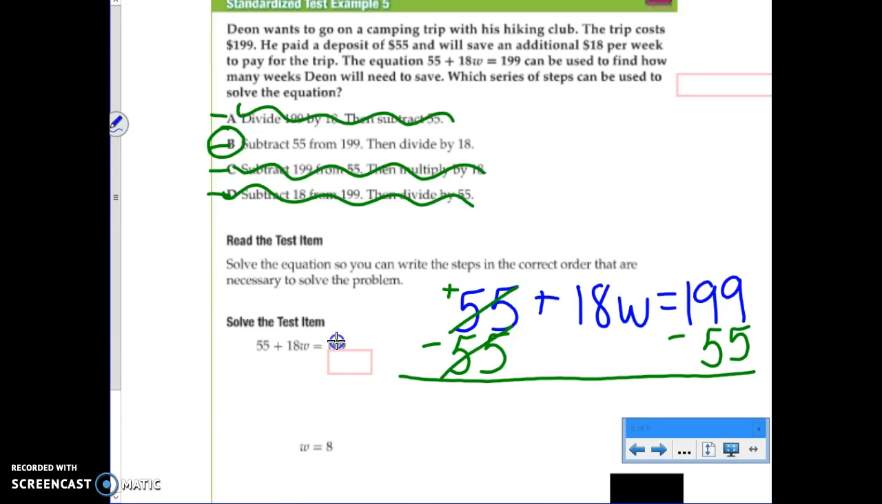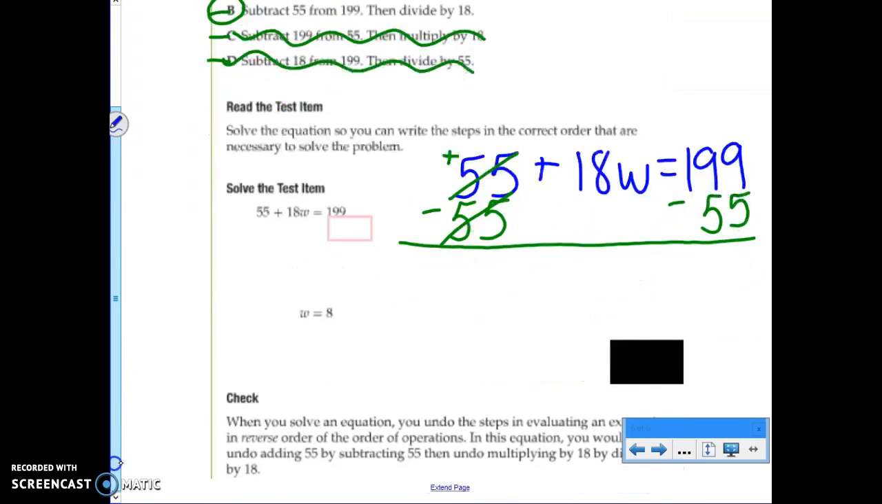Oh, and I guess they didn't tell me that. They just tell me what the answer is. So let's see if we come up with the same answer as them.